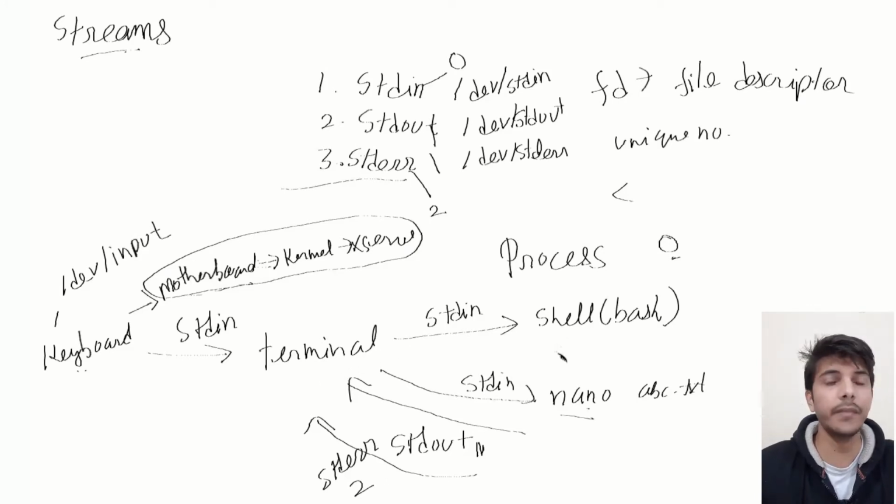Similarly, our nano process was sending the output to the terminal, but let's say I don't want it to send the output to the terminal. Instead, I want to send it to some other location, so I will use the greater than symbol. This will override the default behavior. Again, for the error, if you want to override, then you will use the greater than symbol.